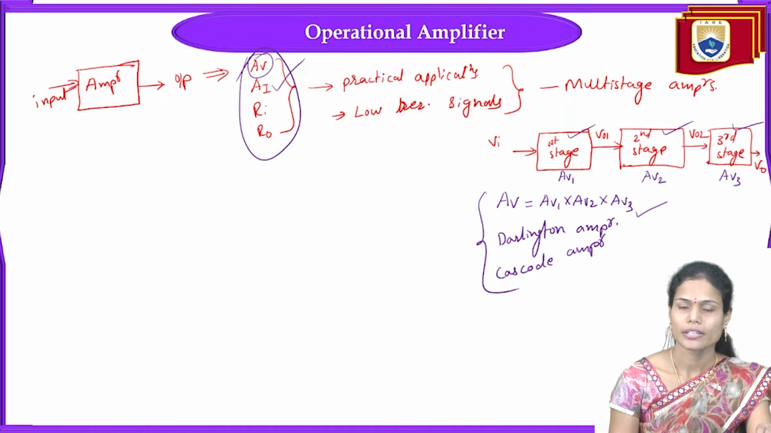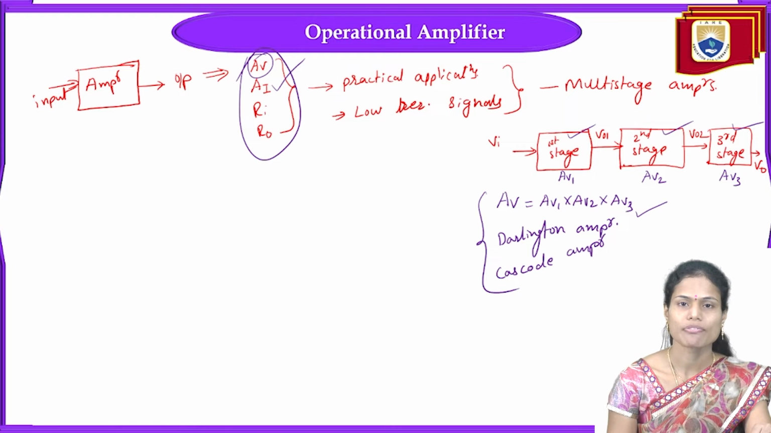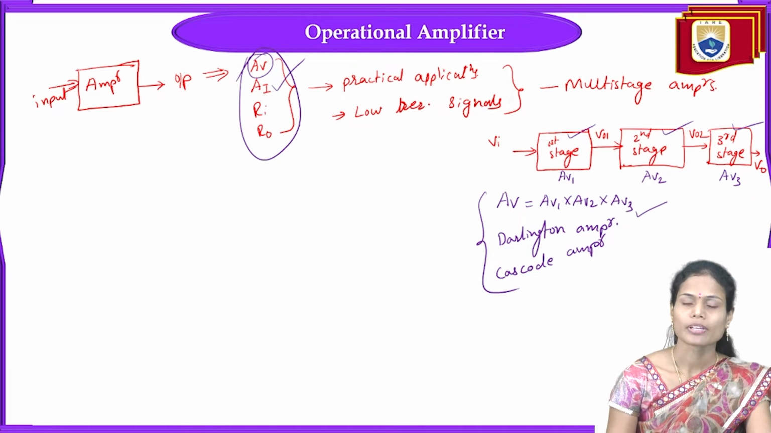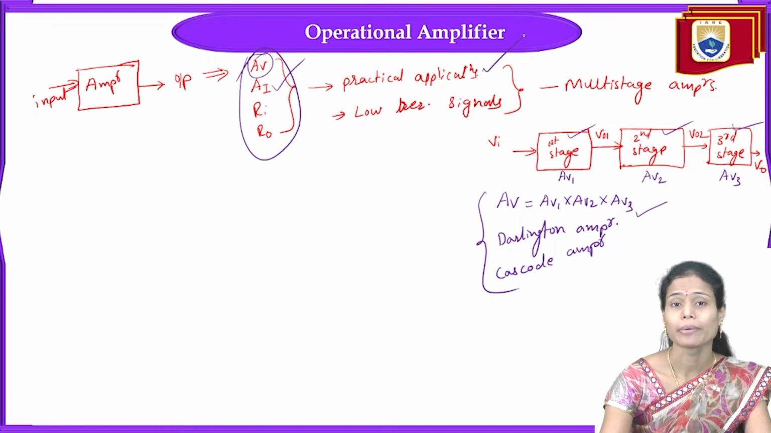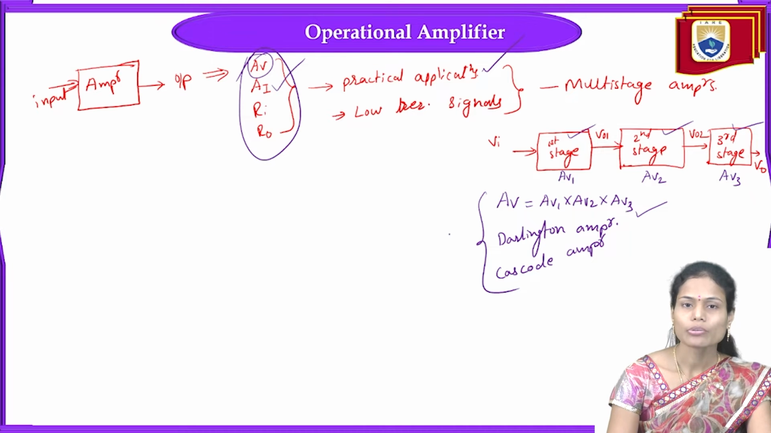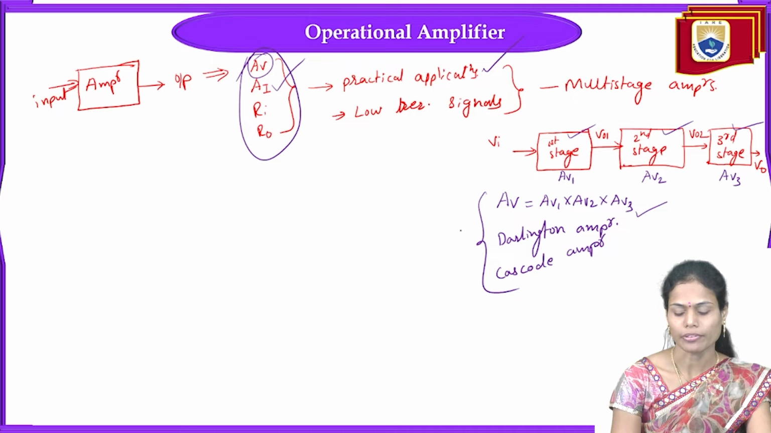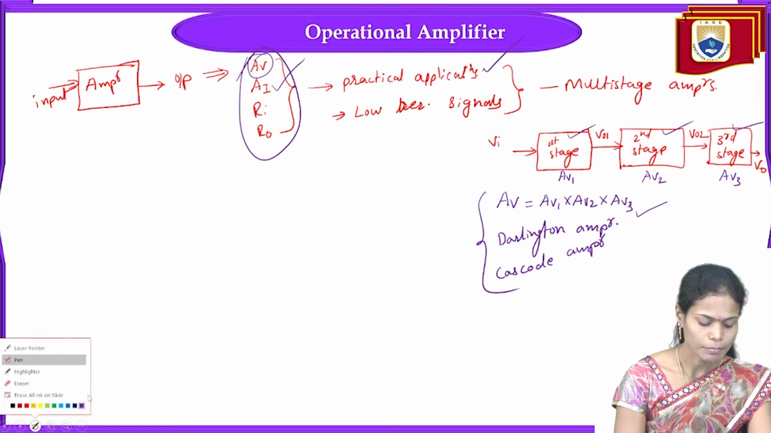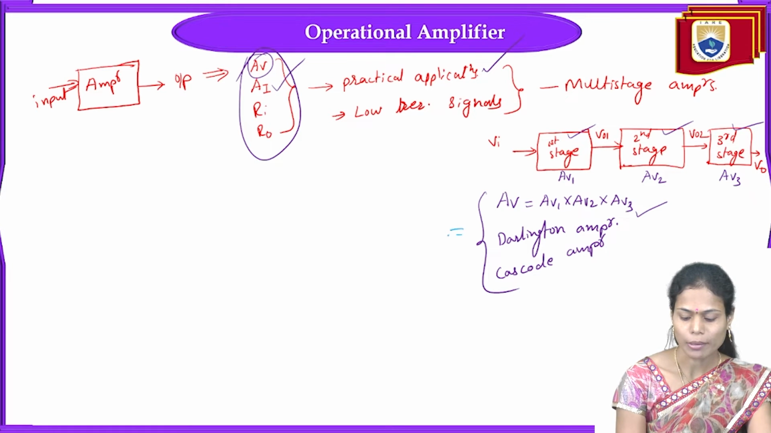So in this way, by cascading different types of configured transistors or amplifiers, we can improve the amplifier parameters, so that we can run different types of applications. It is well and good that it can improve all the parameters of the amplifier, but even though, this particular multi-stage amplifier can improve the gain in the mid frequency range of signals only.